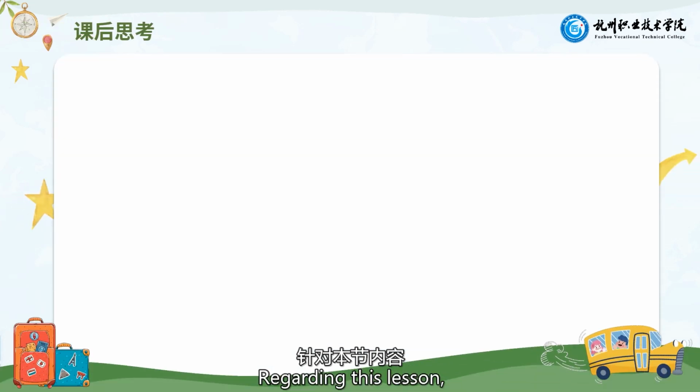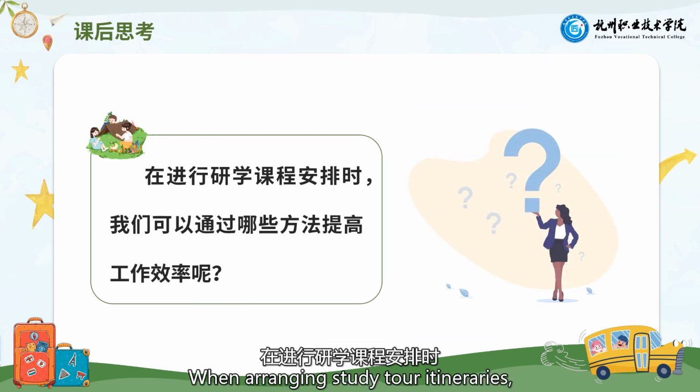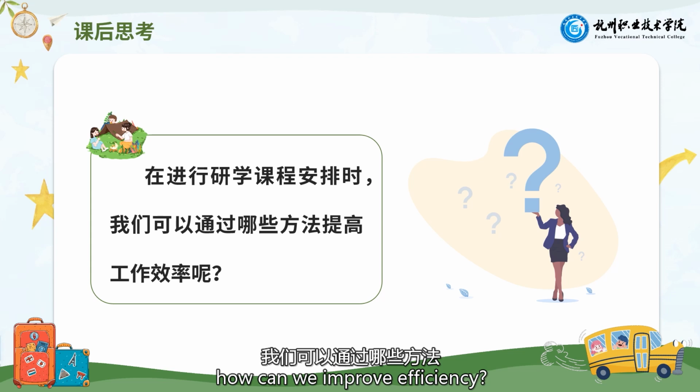Regarding this lesson, I've assigned students a post-class reflection. When arranging study tour itineraries, how can we improve efficiency?